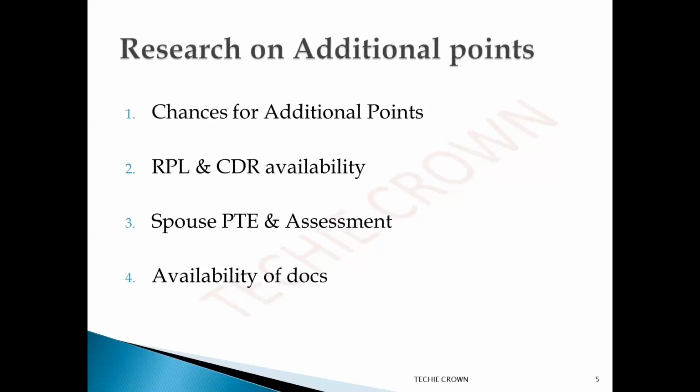The second thing would be RPL and CDR. You should understand what RPL and CDR are and see if you can submit any of these documents so that your points will increase, or to avoid any deduction in experience when you send your documents for assessment. The third thing would be the spouse PTE or assessment. If you are married and your spouse works under the same or a different skill set, you should research whether you are eligible to apply for assessment for your spouse, and whether your spouse is able to clear PTE or IELTS.